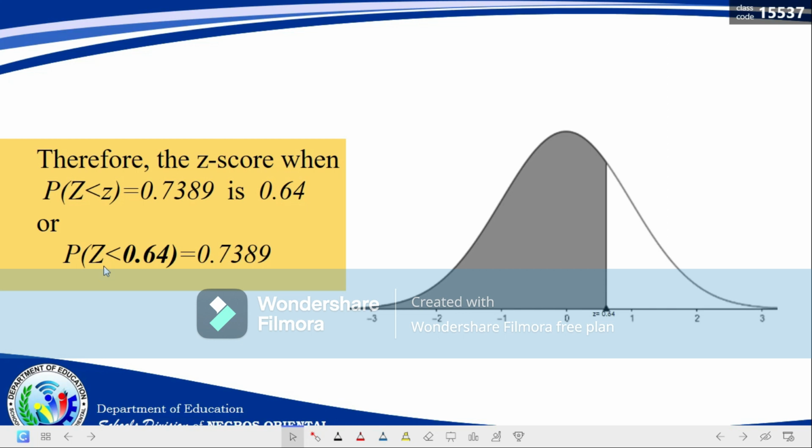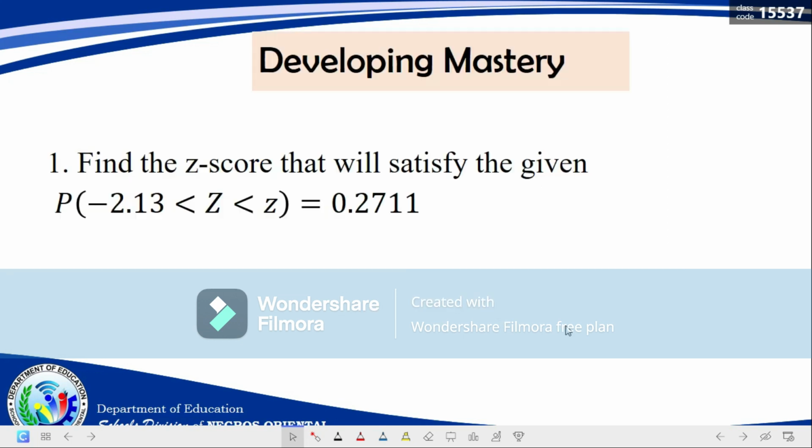when z is less than 0.64 is equal to 0.7389. So it's here. So you will write here z is equal to 0.64 because that's the answer. Okay, I hope you were able to follow since the beginning.